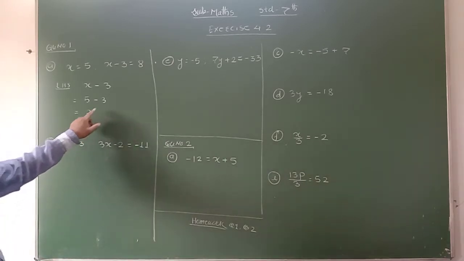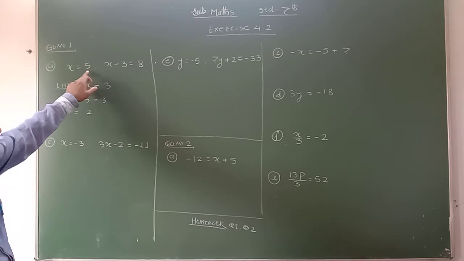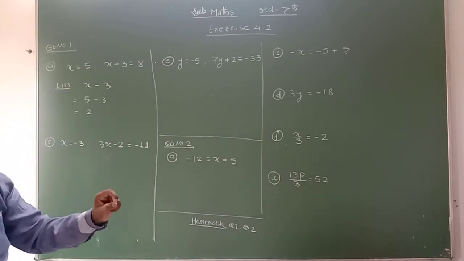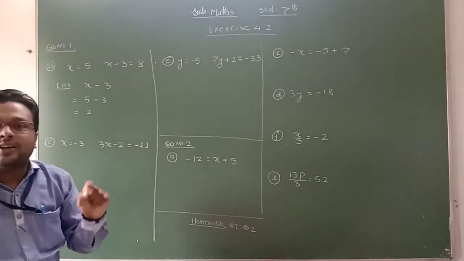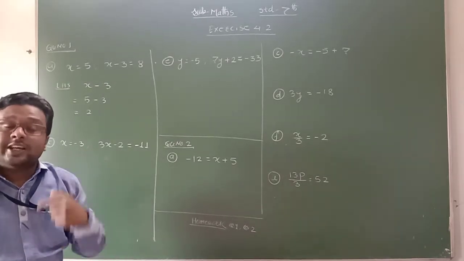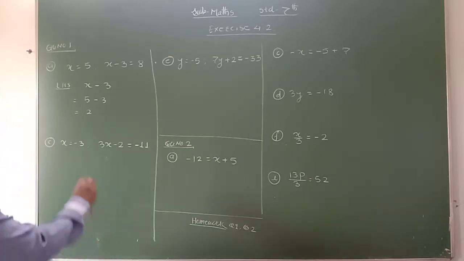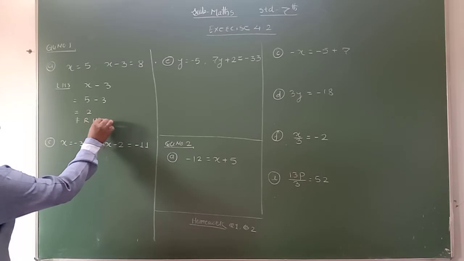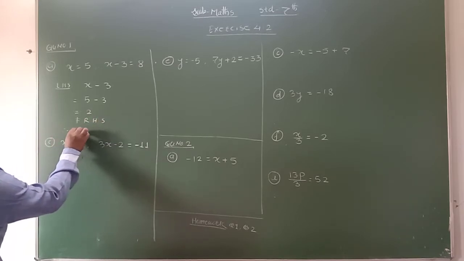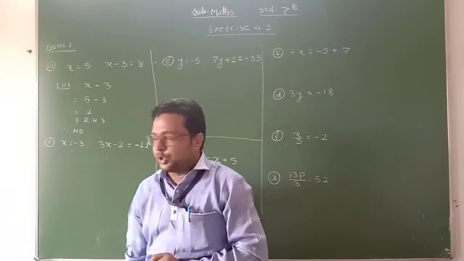But 2 is not equal to the right hand side. This means the value x is equal to 5 does not satisfy the equation. Therefore x is equal to 5 is not the solution of the given equation. If it is equal, then it is the solution of the equation. Okay student? Therefore this is not equal to the right hand side, so here we write no, x is equal to 5 is not the solution of the given equation.